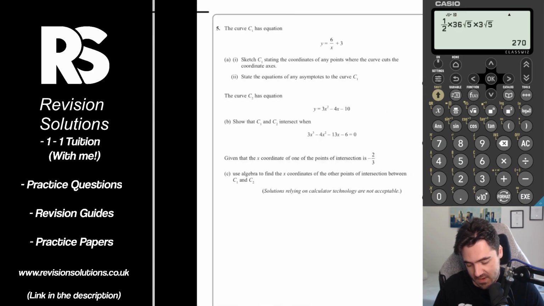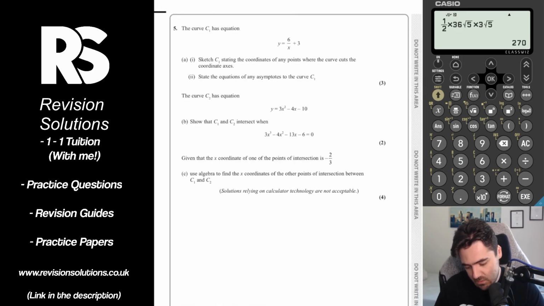Moving on to question 5. It says the curve C1 has equation y equals 6 over x plus 3. Sketch C1, stating the coordinates of any points where the curve cuts the coordinate axes, and then part 2, state the equations of any asymptotes to the curve.